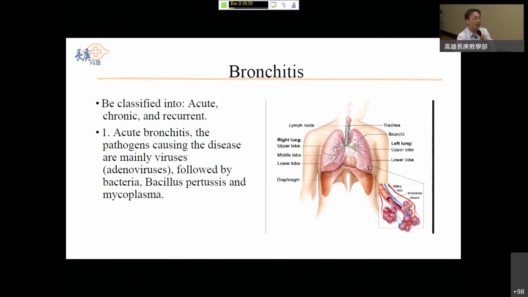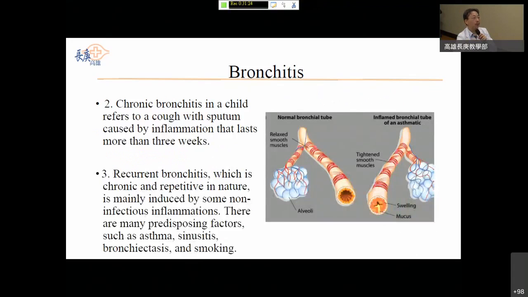What I mean by acute bronchitis is that it's mostly caused by a virus, especially adenovirus. It can also be caused by bacteria like pertussis or mycoplasma. It mostly causes inflammation of the bronchi. And chronic bronchitis is when a child is affected by pathogens and has a cough with sputum caused by inflammation that lasts more than 3 weeks. That is when we give the name of chronic bronchitis.